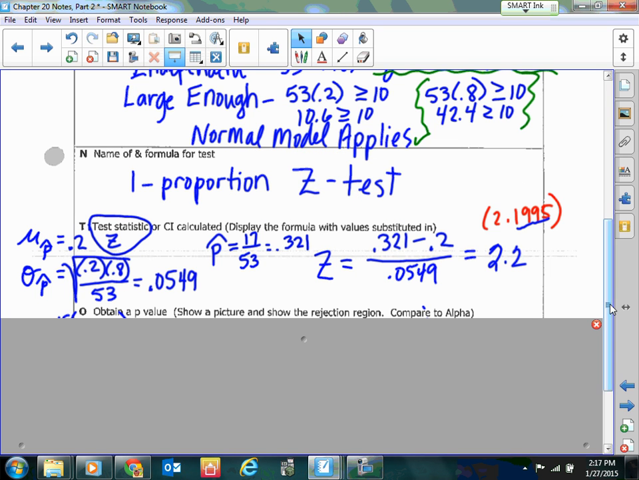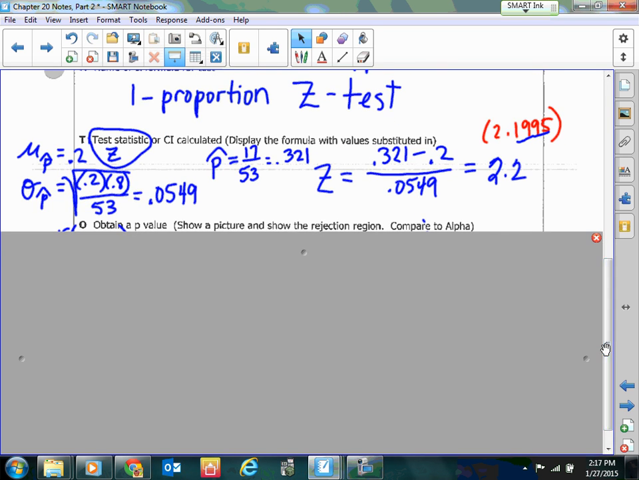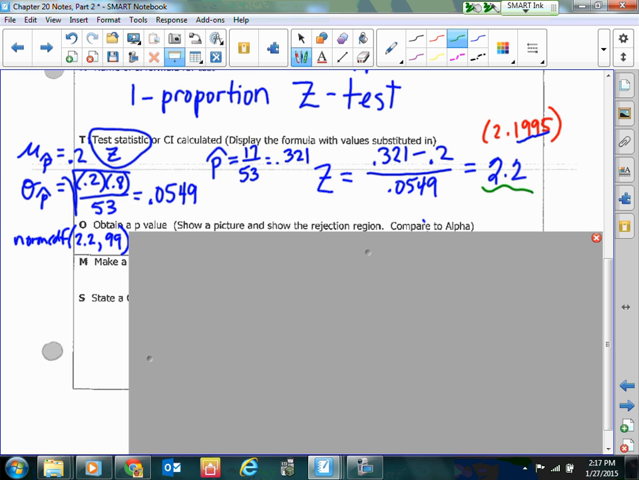All right, so let's go ahead and first get our p-value. How am I going to get that p-value for our z-score, which, by the way, was 2.2? So how are we going to get our area? I just let the cat out of the bag. We're going to do our normalcdf from 2.2 to infinity, because that would be the probability of getting that sample or something more extreme if the null is true.